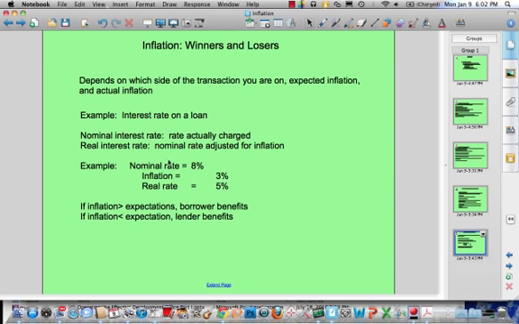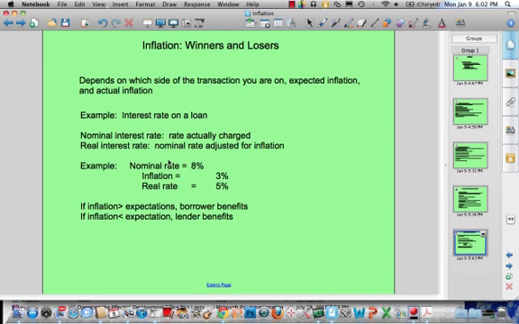Now, I mentioned the fact that in inflation we have winners and losers. What does that mean? Well, winners and losers in inflation are associated with people who take out loans. And whether you win or you lose depends on which side of the transaction you're on. So are you the borrower or are you the lender? It depends on which side of the transaction you're on. It depends on expected inflation, and it depends on actual inflation.